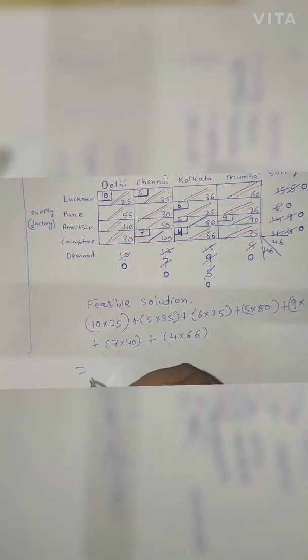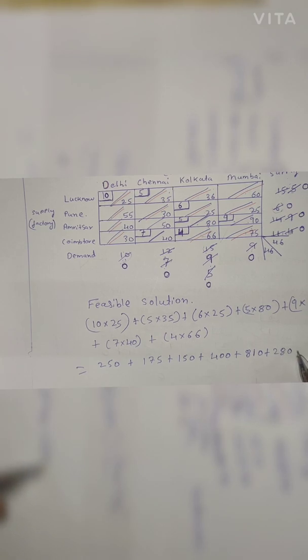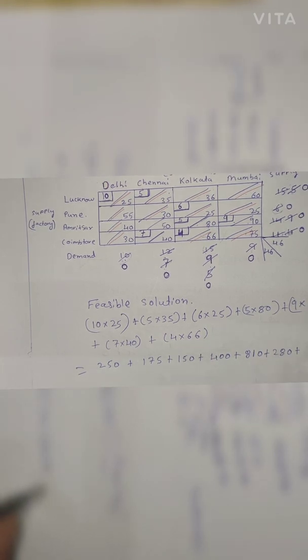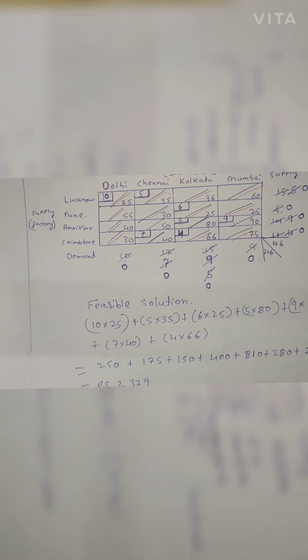You get the value: 10 into 25 is 250, plus 5 into 35 is 175, plus 6 into 25 is 150, plus 5 into 80 is 400, plus 9 into 90 is 810, plus 7 into 40 is 280, plus 4 into 66 is 264, and you'll get the value as rupees 2329. So this is a feasible solution for this problem.